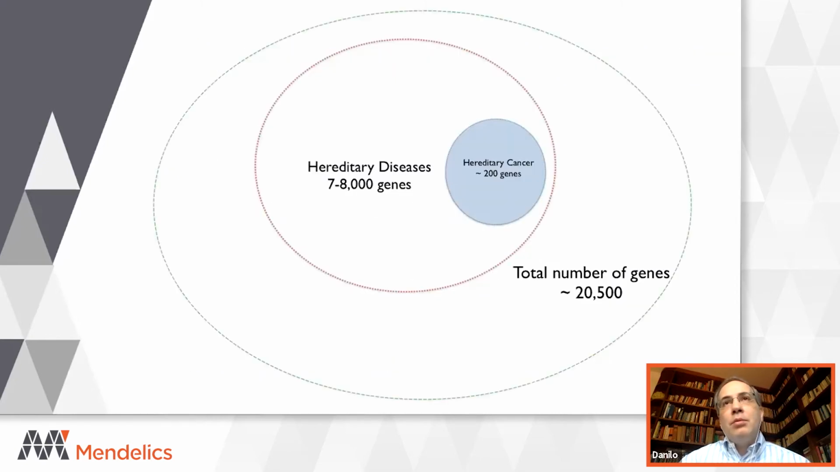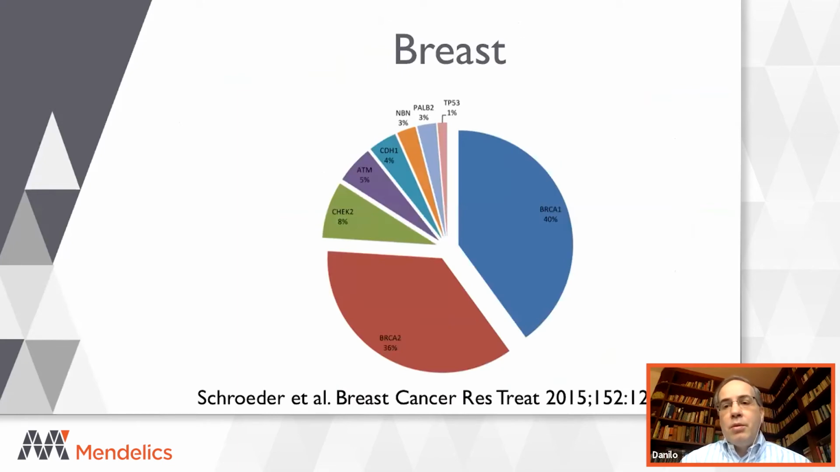We have about 20,000 genes in the human genome, and of these 20,000, about half of these genes are already described in hereditary diseases. But we are looking for hereditary cancer. It's just a small subgroup of these genes that we're looking for. So when we do sequencing for cancer, for example, we don't need to sequence 20,000 genes. We just need to sequence about 200 genes, or depending on the situation, a different number of genes.